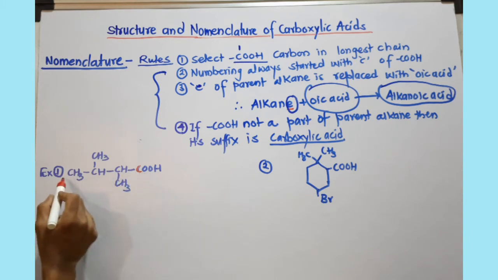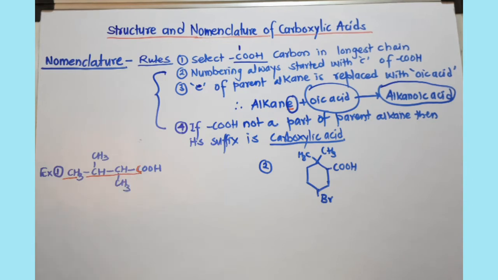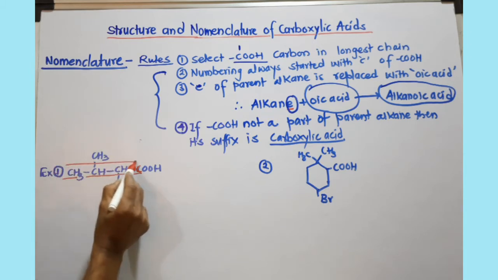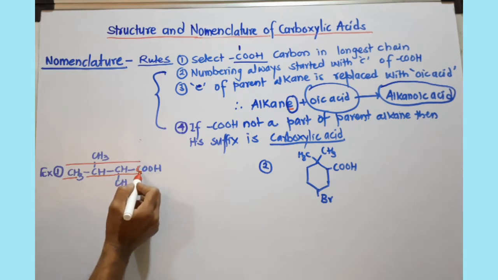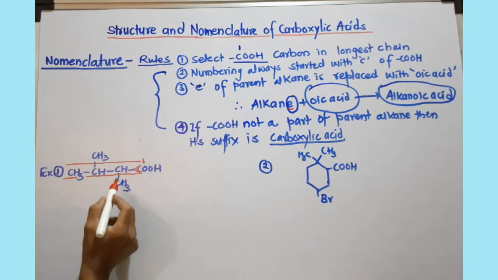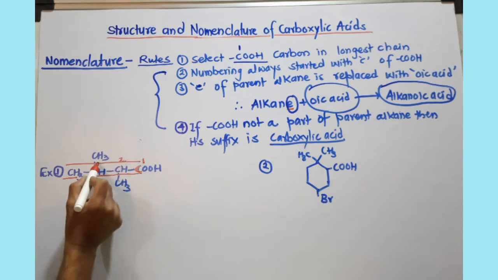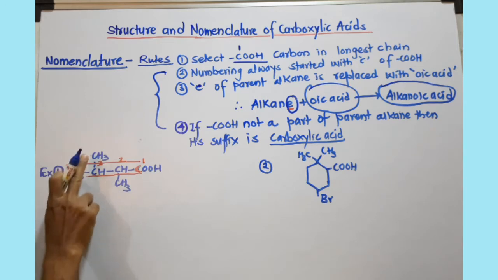In case of carboxylic acid, you must consider this carbon along with the chain of the parent alkane. This is part of the chain of the parent alkane, which I have underlined. When there are substituents, you provide numbers to the selected chain. The numbering always starts with the carbon which is part of the COOH group. So this carbon is carbon number 1, this is 2, this is 3, and this is carbon number 4.